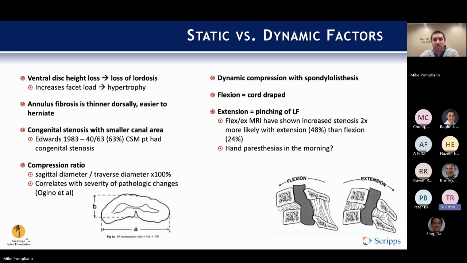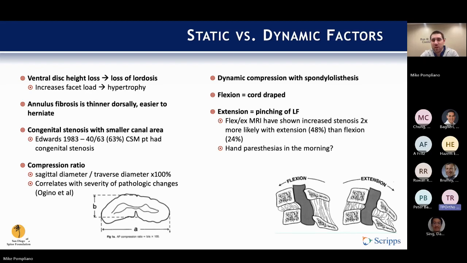You can also get dynamic compression with spondylolisthesis. Good picture below showing that the slippage, both the anterior and posterior, given the flexion and extension, can result in pinching of the spinal cord. In flexion, typically the cord is draped, particularly over retrovertebral osteophyte formation, which can lead to compression of the more ventral aspect, and then in extension, you can get infolding of the ligamentum flavum or pinching as the more dorsal elements are relaxed.